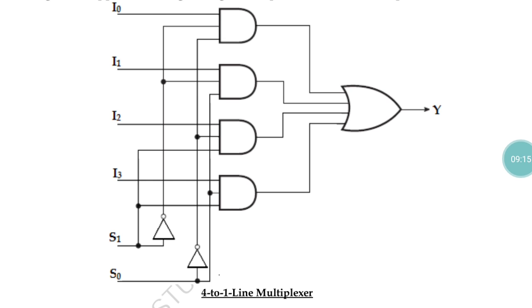So if we give the value for S0 and S1 as both equal to 0, at that time I0 will be connected with the output. If we apply the control signal as 1 0, I2 will be connected. Finally, if we give the control signals both as 1, at that time I3 will be connected with the output line. So this is the logic diagram for our 4 to 1 line multiplexer.